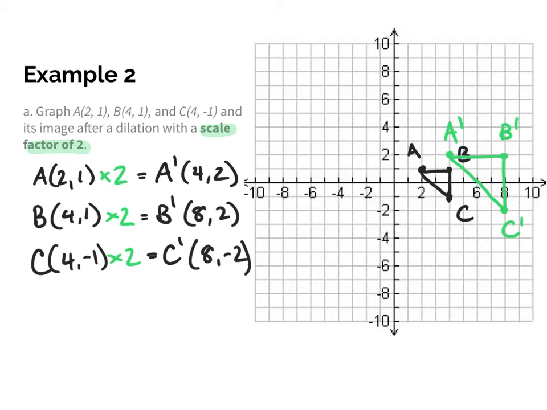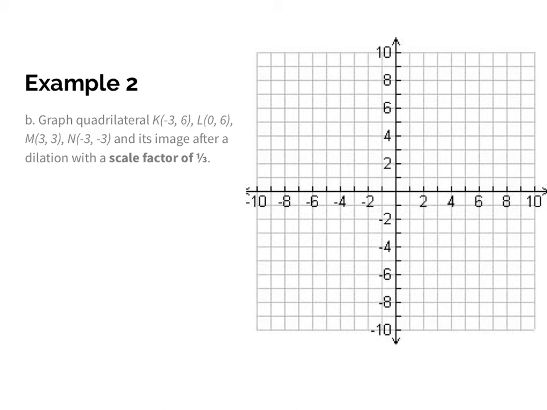So we made an enlargement by just simply taking the coordinates and multiplying it by that scale factor. Let's do the same thing here. Now we're going to have a quadrilateral, so 4 points. And what we're going to do is dilate it by a scale factor of 1/3. So 1/3 being less than 1 means that we are going to see a reduction.